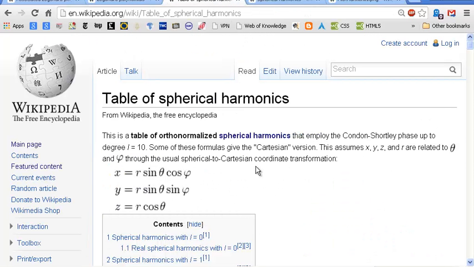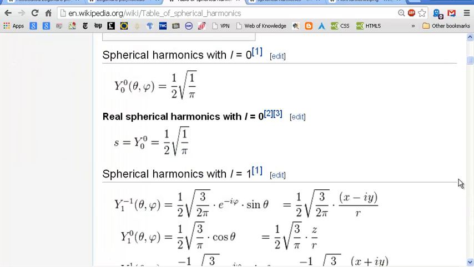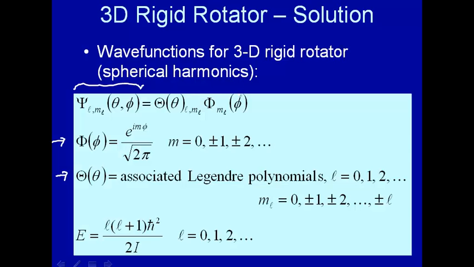Here it is. There was the coordinate transformation we made earlier. Here are the spherical coordinates. And again, what you have is two quantum numbers, L and M sub L. And if we look at this, it should look very familiar.